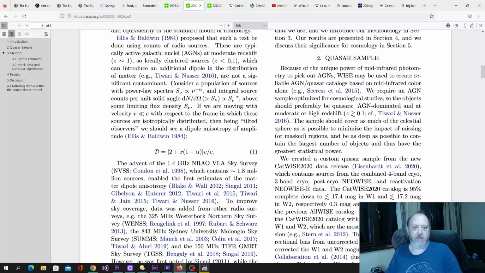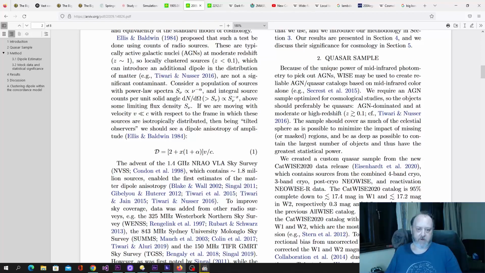Ellis and Baldwin, 1984, proposed that such a test be done using counts of radio sources. These are typically active galactic nuclei, or quasars, at moderate redshift of z roughly 1, so locally clustered sources at z less than 0.1, so relatively close, which can introduce an additional dipole in the distribution of matter, are not a significant contaminant. Consider a population of sources with a power law spectrum S_ν proportional to ν^(-α).